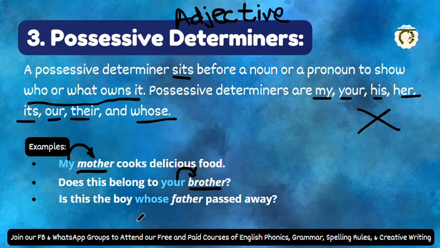Possessive adjective. Is this the boy whose father passed away? Father is a noun. Whose is giving us information about father, so it means that this is an adjective. Which type of adjective? Possessive adjective.